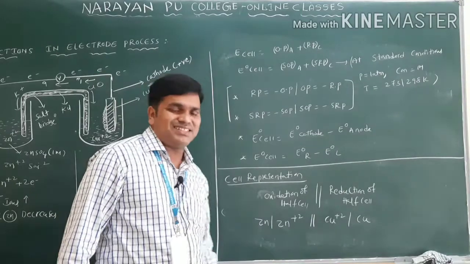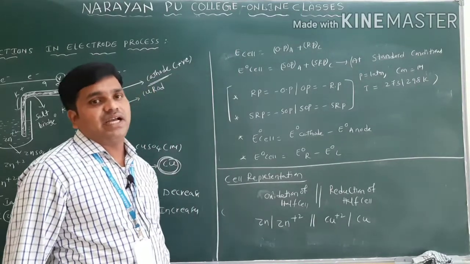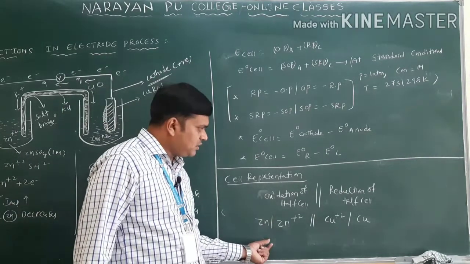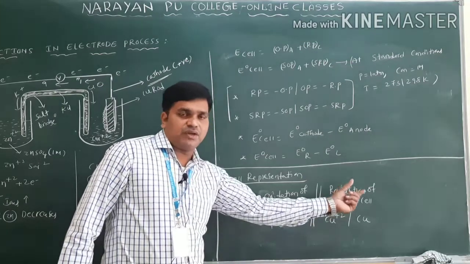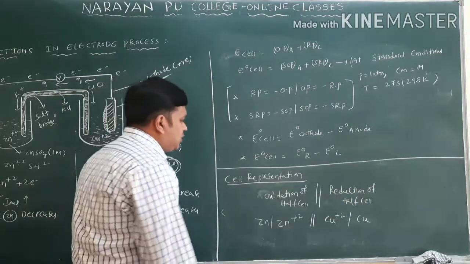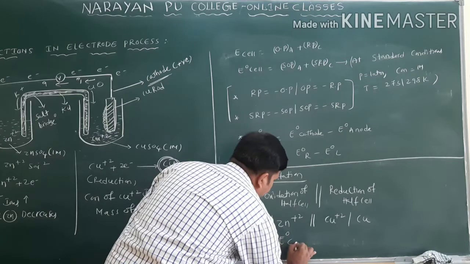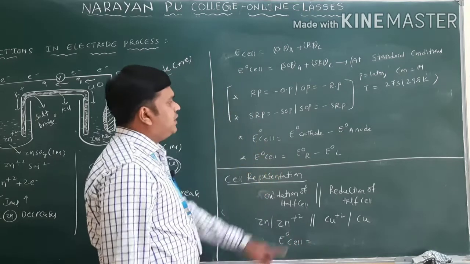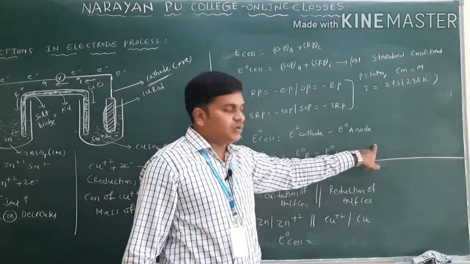So this is the representation of the cell reaction only. This is the oxidation half cell, this is the salt bridge, and this is the reduction half cell only. From this you can find out the E naught of the cell also. So generally E naught cell is E naught cathode minus E naught anode. What is cathode here?